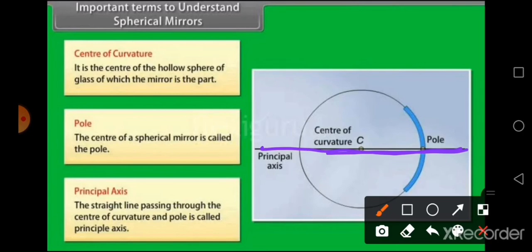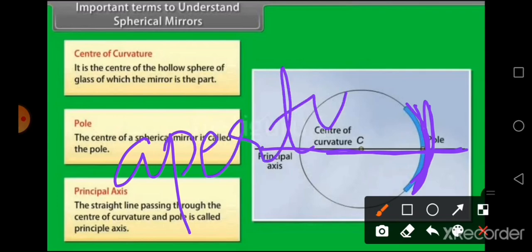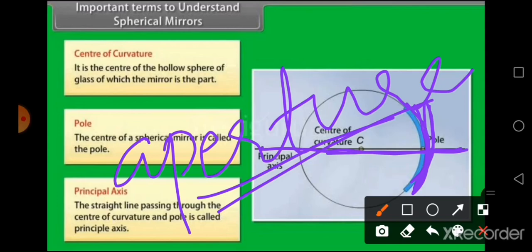Now you have aperture. Okay, aperture means the plane surface area of the mirror through which the light rays are going to enter, fall, pass through or reflect. Whatever the total surface area through which all the reflections or rays are going to pass, you call it the aperture of your spherical mirror.